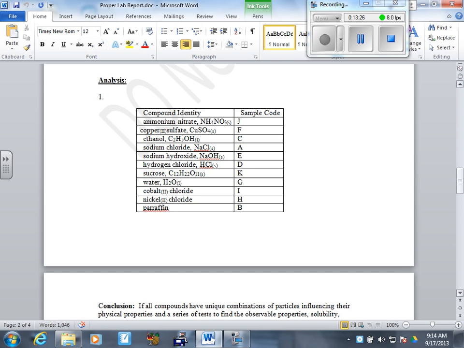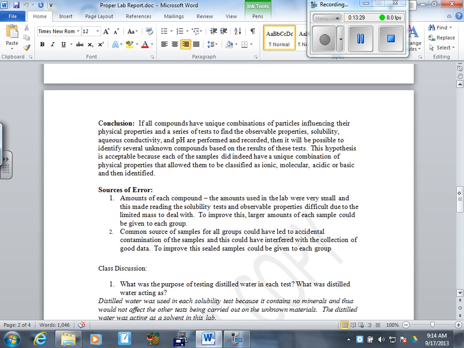All right, so that's the analysis. That's what you had to do there. Then for your conclusion, what I'm looking for is the hypothesis copied and pasted, essentially, or restated differently. So if all compounds have unique combinations, and so on, this hypothesis is acceptable because each of the samples did indeed have a unique combination of physical properties. All I'm doing is restating the data I got. Every single one had at least one thing different than everything else. That allowed them to be classified as ionic, molecular, acidic, or basic, and then identified. All right, so all those things I said in my hypothesis, I was able to do.